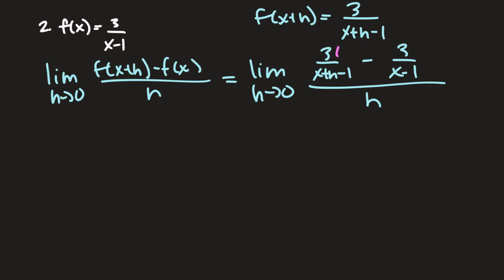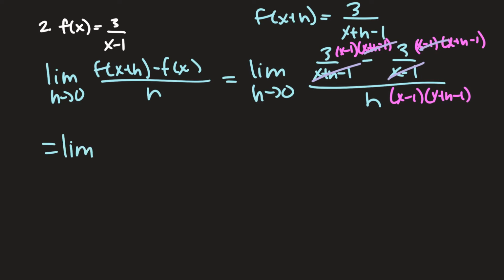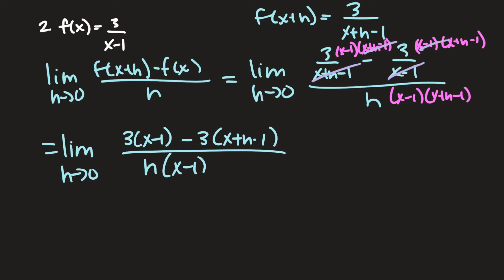So I'm going to multiply by x minus 1 and x plus h minus 1. And remember, you have to do this to every term. So x minus 1, x plus h minus 1. So then I'm going to cross out what goes away. So that gives me the limit as h approaches 0 of 3 times x minus 1 minus 3 times x plus h minus 1 all over h times x minus 1 times x plus h minus 1.